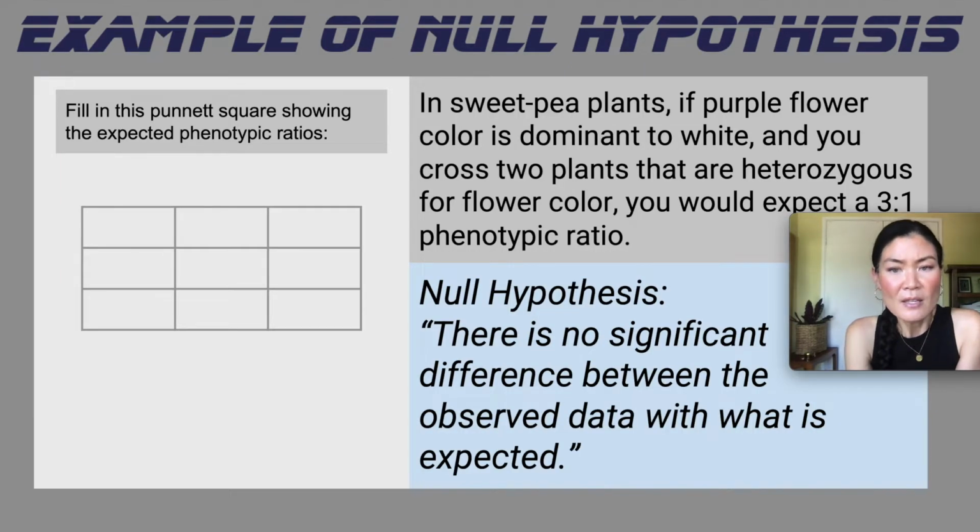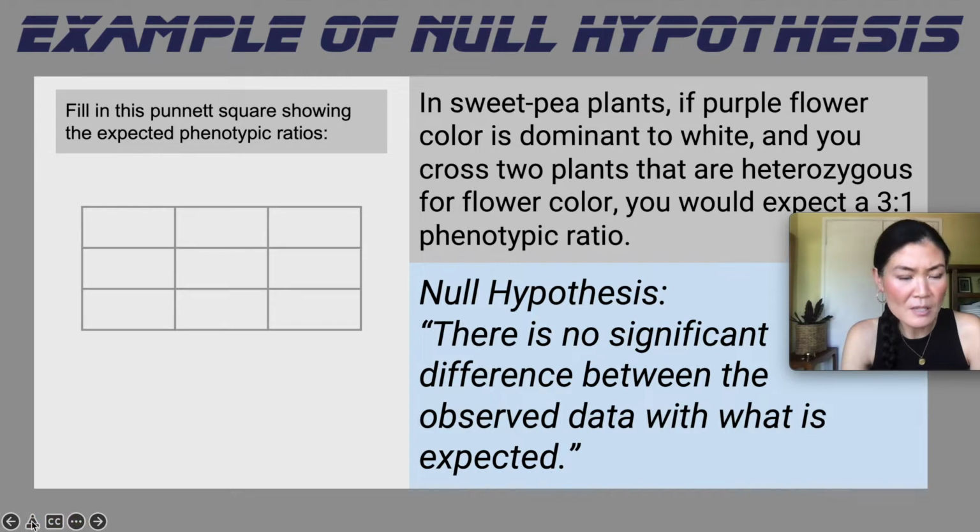Oftentimes chi-square analysis is applied to Mendelian genetics. So here's a sample problem. In sweet pea plants, if purple flower color is dominant to white, and you cross two plants that are heterozygous for flower color, you would expect a 3-to-1 phenotypic ratio. And our null hypothesis, again always the same, is that there is no significant difference between the observed data and what is expected.